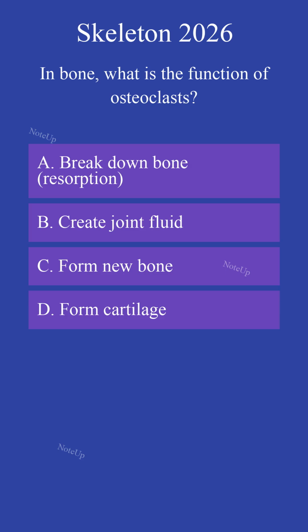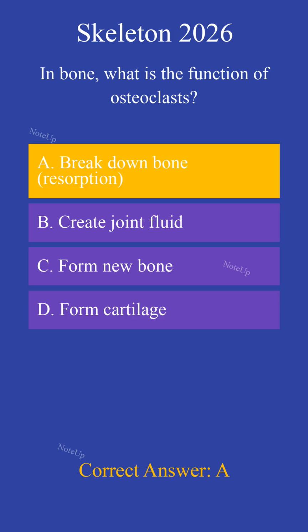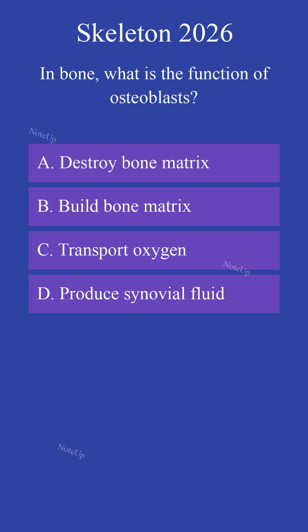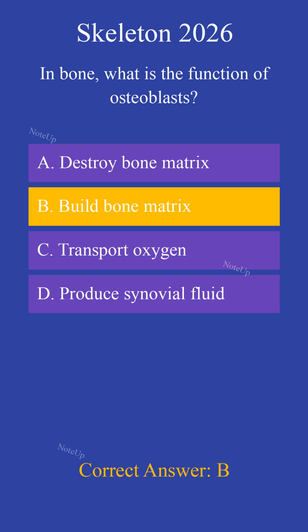In bone, what is the function of osteoclasts? The correct answer is A. Break down bone, resorption. In bone, what is the function of osteoblasts? The correct answer is B. Build bone matrix.